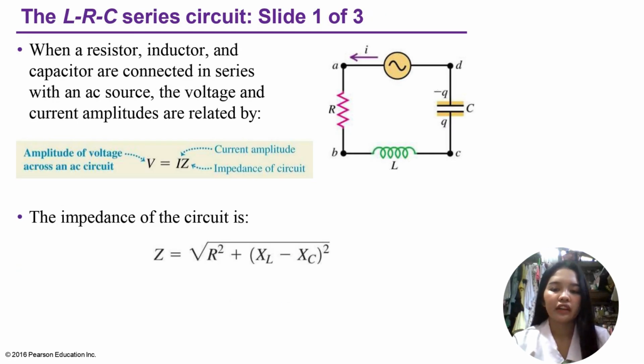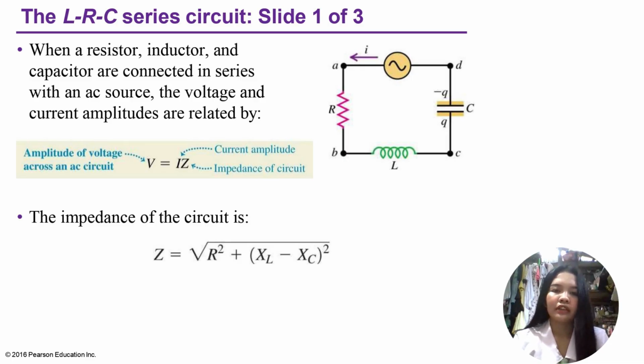And now let's consider the LRC series circuit, which combines a resistor, an inductor, and a capacitor in series with an AC source. In this case, the relationship between the voltage and current is governed by the impedance, indicated as letter Z, of the circuit. So the impedance is analogous to resistance in a DC circuit, but it takes into account the frequency-dependent reactance of the inductor and the capacitor.